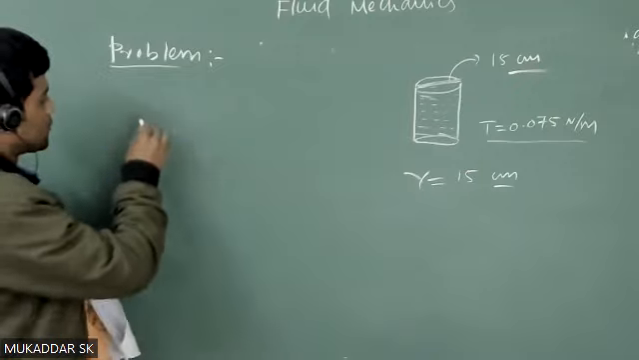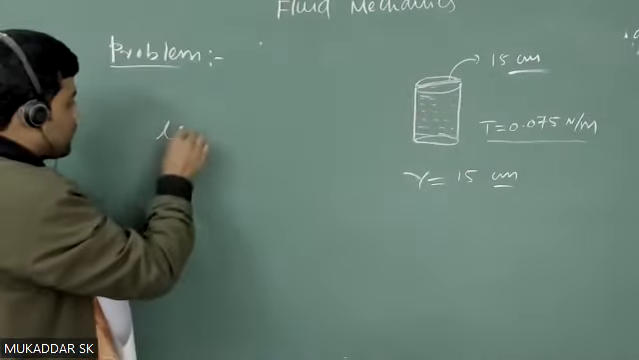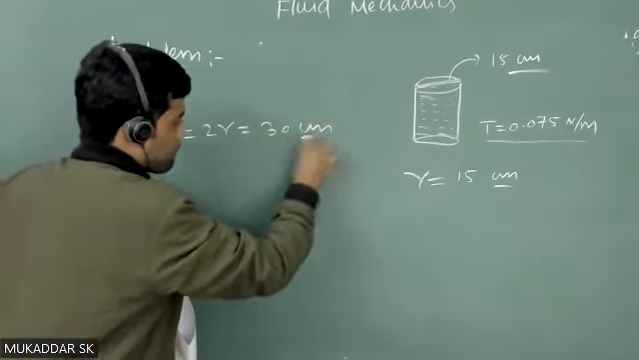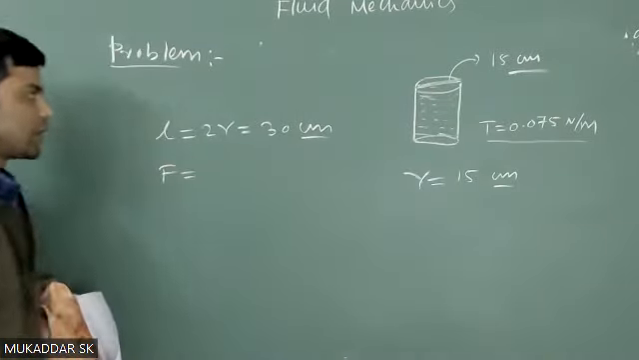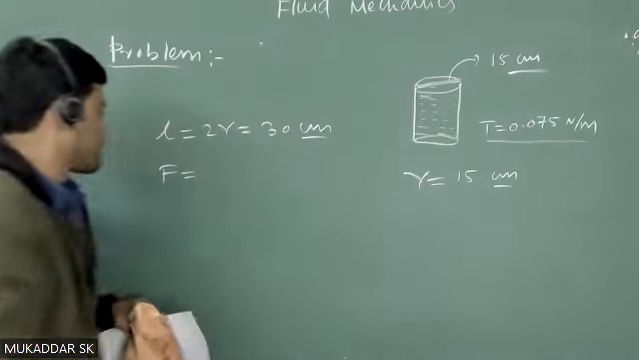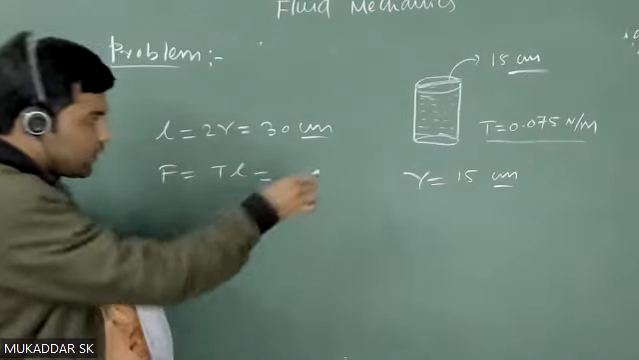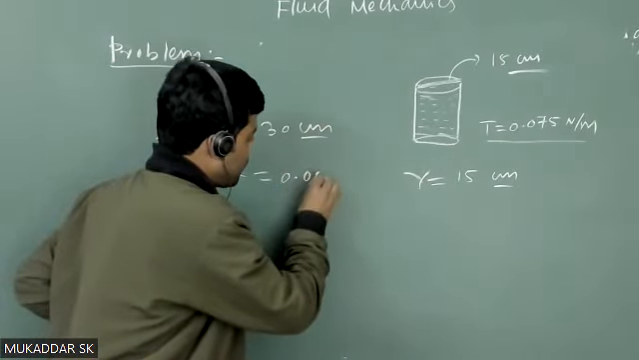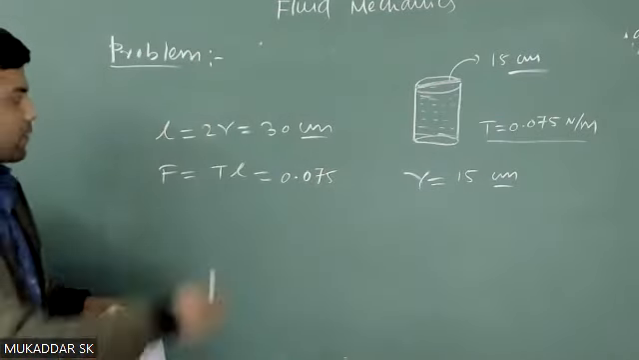Very simple. If r is this much, the imaginary diameter means the length, which will be 2 times r, and that will be simply 30 centimeter. Net force will be 0, but they will not ask you like that. They will ask you the force acting on each side. That will be T into L, and T is given, that is 0.075 Newton per meter, and L is given in centimeter.